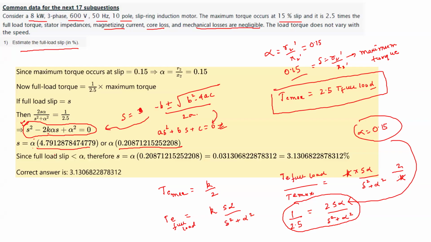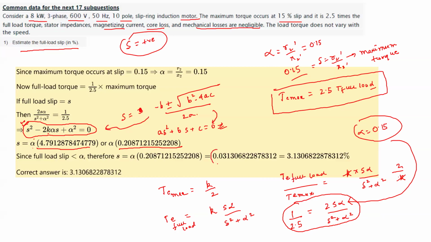Because here we are talking about the motoring mode, and in motoring mode, slip is always positive. So if you get one slip as negative and one slip as positive, straightforward you can say that the positive slip is the correct answer. But in this case, you are getting both the slips as positive. So which one do you have to take? For solving the full load slip, you will get two answers.